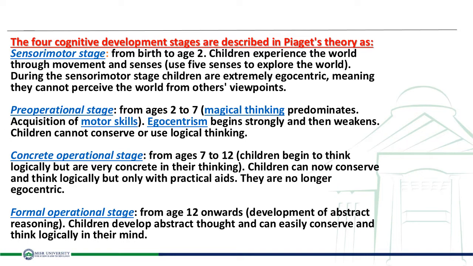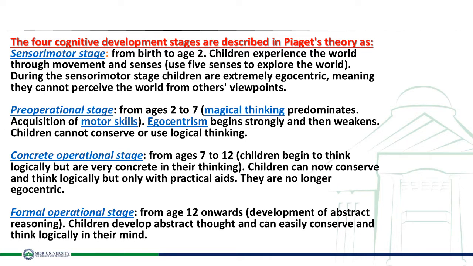For example, if I am talking about this pen, it is a concrete concept because you can perceive it with your senses. But if I am talking about freedom or love, it is an abstract concept. And this is the difference between concrete and abstract. What about the last stage, formal operations? It is from age 12 onwards, and it is characterized by abstract reasoning or abstract thinking. In this stage, children can think logically and in an abstract way.